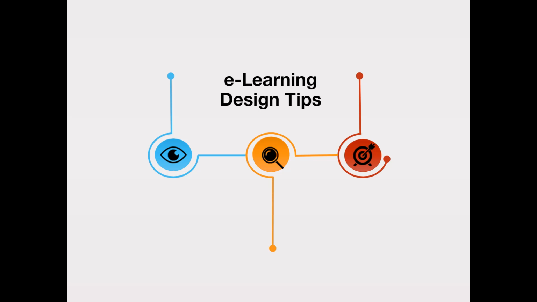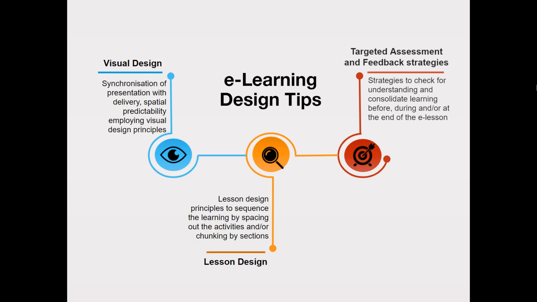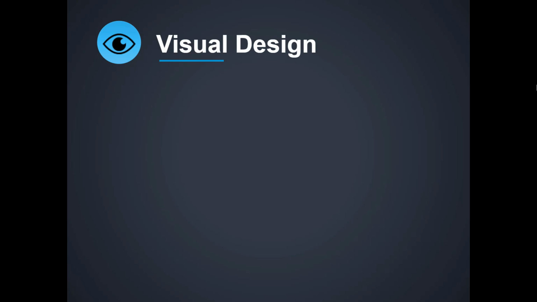So let's begin by looking at three broad areas. First is the all-important principle of visual design. Next is lesson design, where we look at the structure and components of the lesson, one of which is the effective strategies of assessment and feedback. Let's begin with visual design.